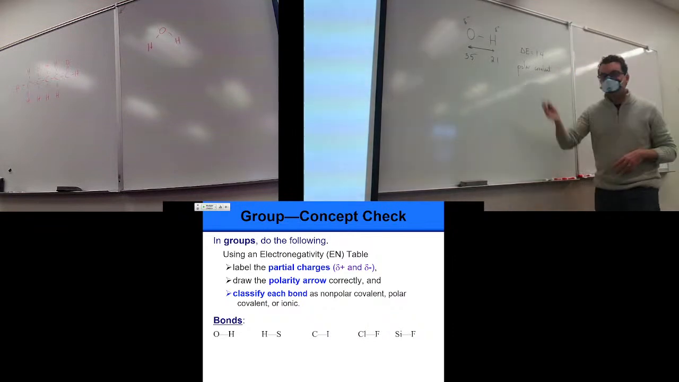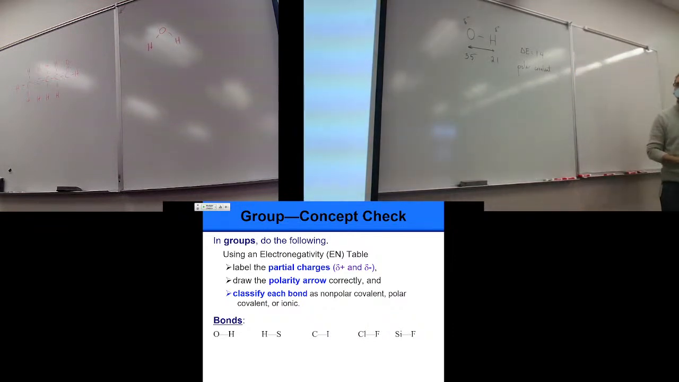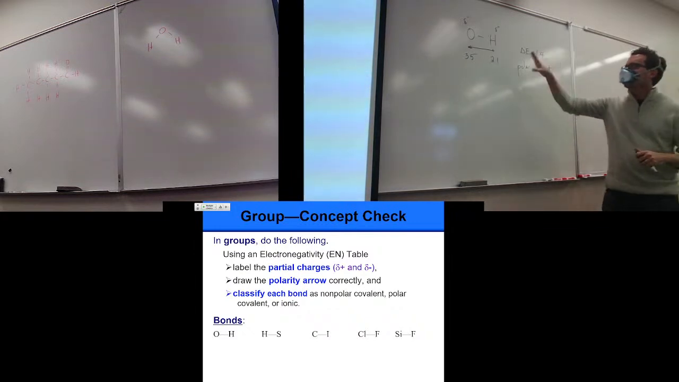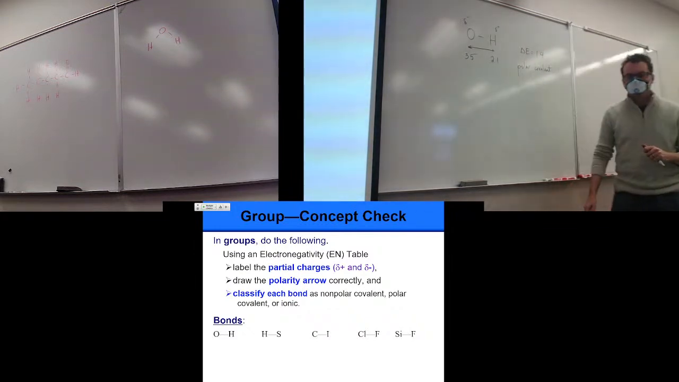This is actually one of the most important polar covalent bonds. It's what makes water what it is. Sugars, alcohols, anything that has an OH in it is very important in biology, in biochemistry.